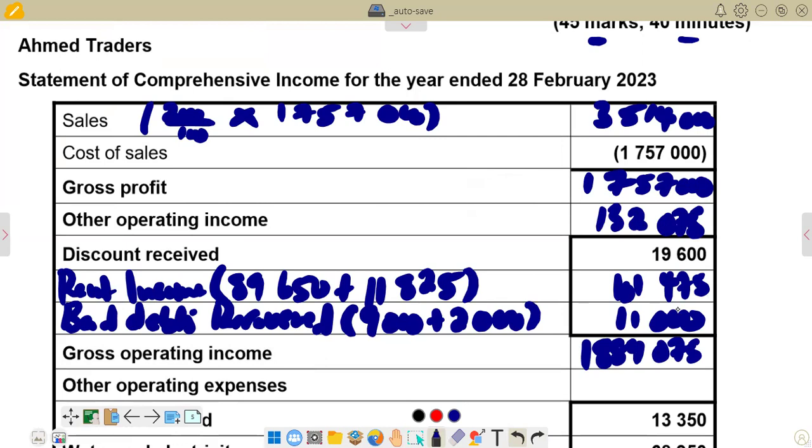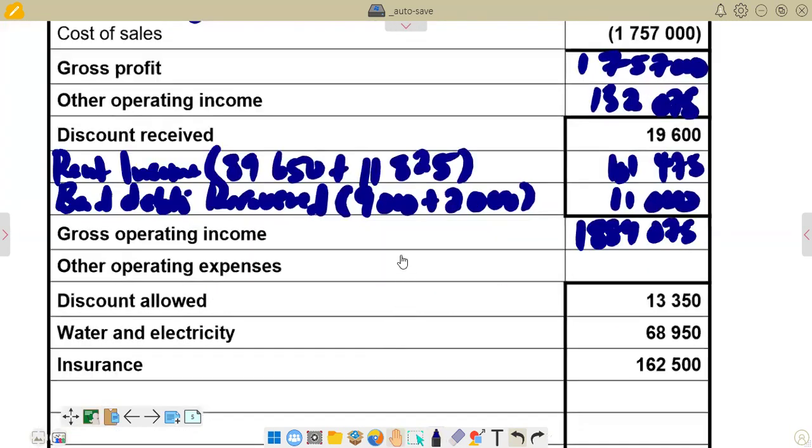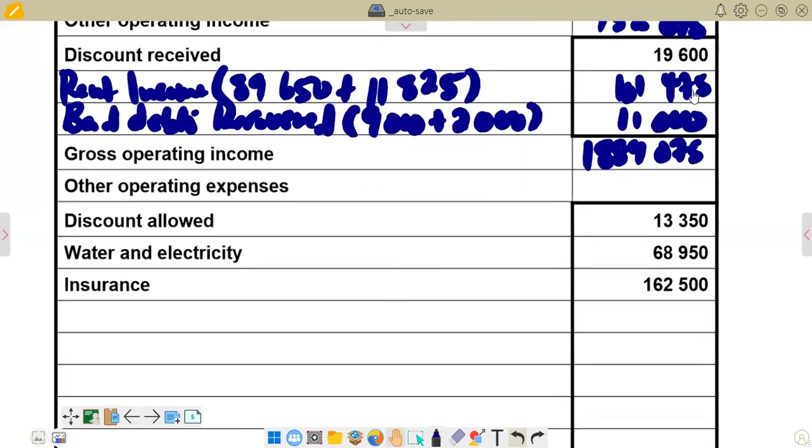And from there, we now go to other expenses. We're just going to pick expenses that were given in the question and put them there. Remember, we have some expenses that are already pre-entered there. We have discount allowed 13,350, not going to be worried about that one. Then water and electricity, 68,950, and insurance, 162,500. This is how they appear in the pre-adjusted trial balance.